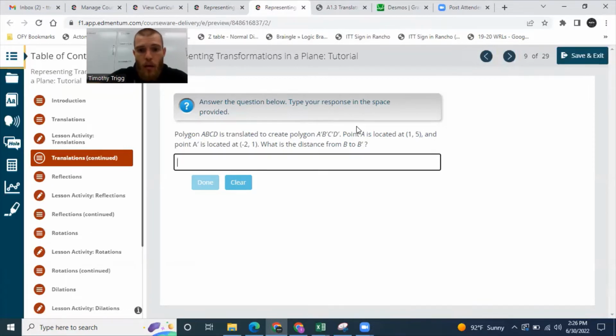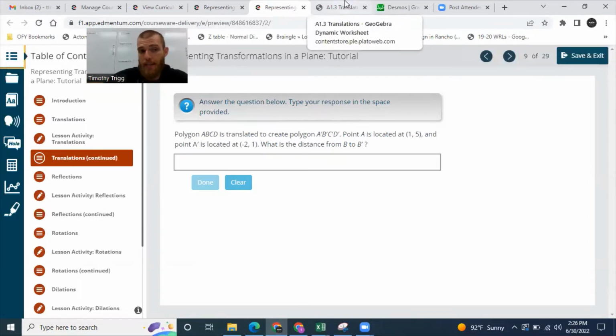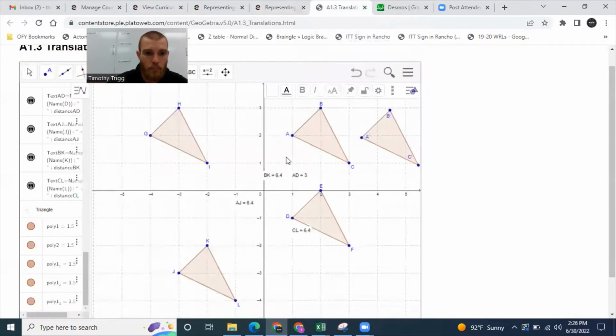So point A we could see at 1, 5, and point A prime is at -2, 1. One thing we could do to find distance is use that distance formula that we saw earlier, but there's a much simpler way if you remember how to use your GeoGebra. You can just graph the 2 coordinate points and then find distance or length. So that's what we're going to do. Our points are 1, 5 and -2, 1. Let me write that down.